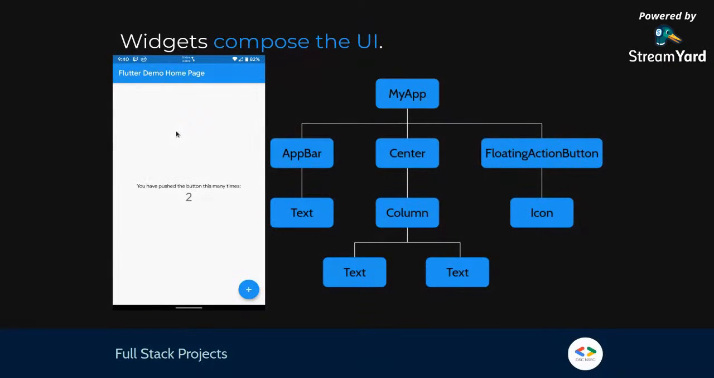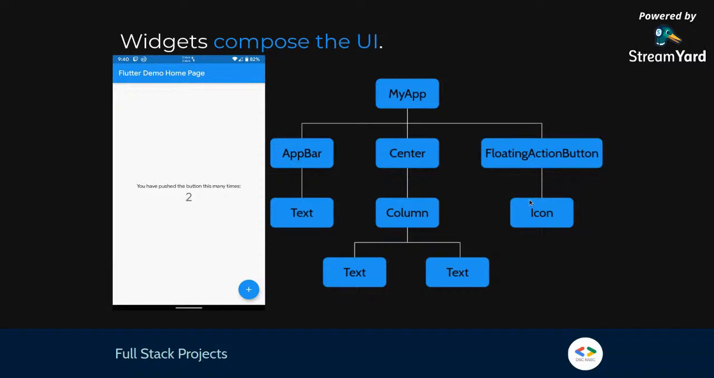Now, what is a column? The column is a widget that lays out the widgets inside it one on top of other vertically. So as you can see, we have this pair of text, positioned one on top of other. These are the contents of this column, and this floating action button contains a single widget which is an icon.